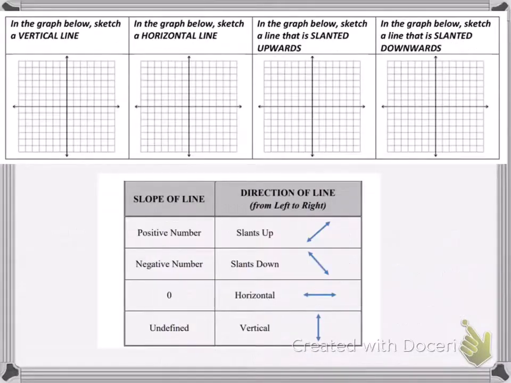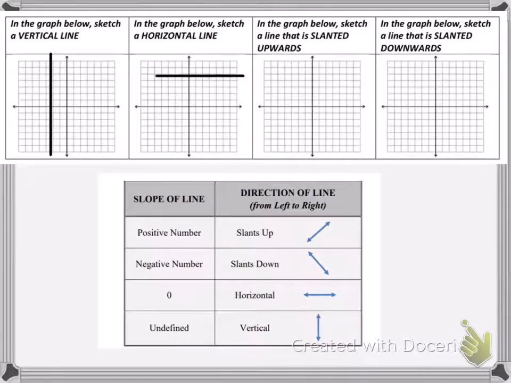So let's practice drawing some of these possibilities. If you want, again, you can pause this video and sketch these on your own, and then unpause the video and make sure you were correct. So first I'm going to draw a vertical line. I could place it anywhere I want to on this graph. I'll just put it right here.